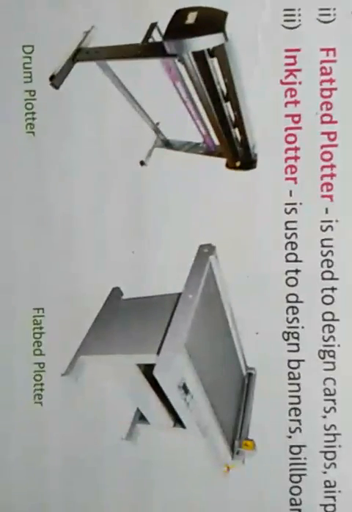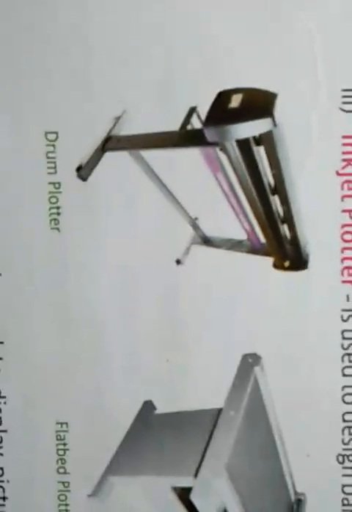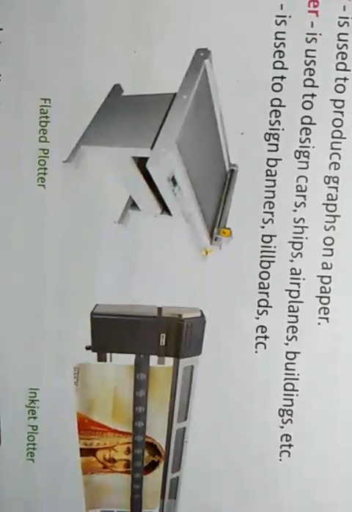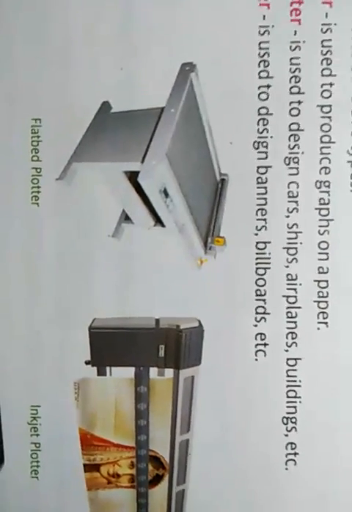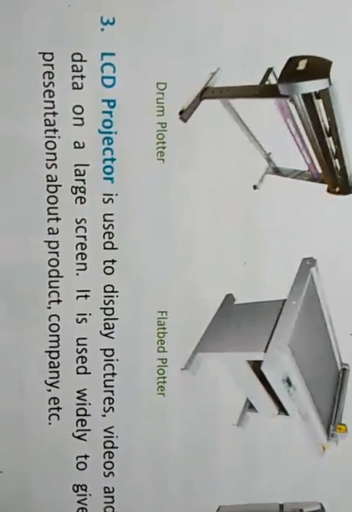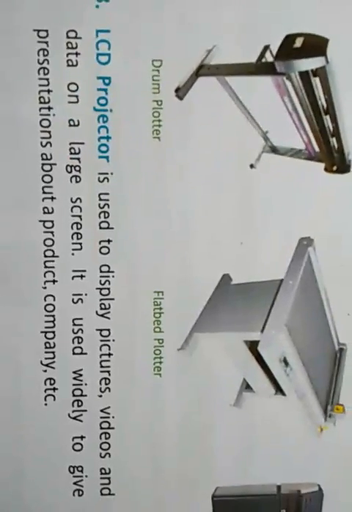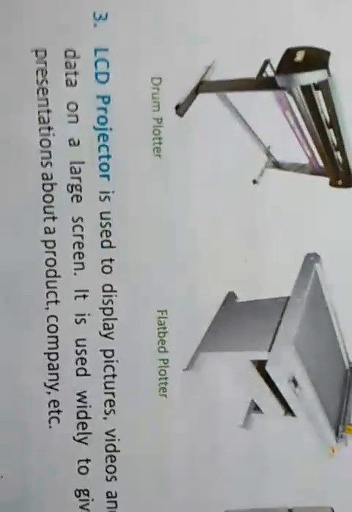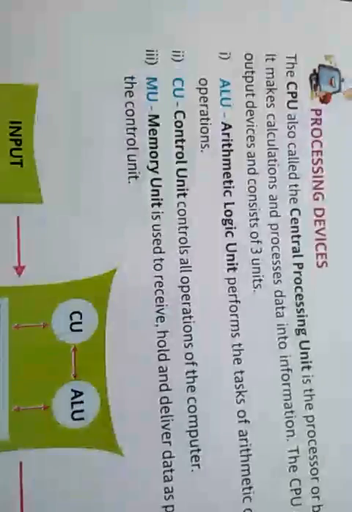Now you can see the diagram. The first one is a drum plotter, and here this is the flatbed plotter, and this is the third category, the inkjet plotter. Next output device is the LCD projector. The LCD projector is used to display pictures, videos and data on a large screen. It is used widely to give presentations about products, companies, etc.